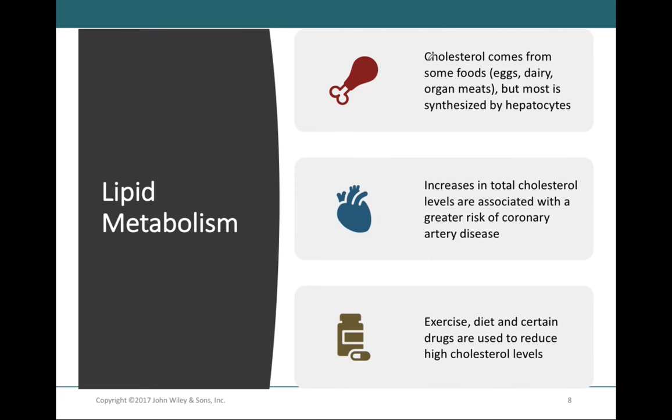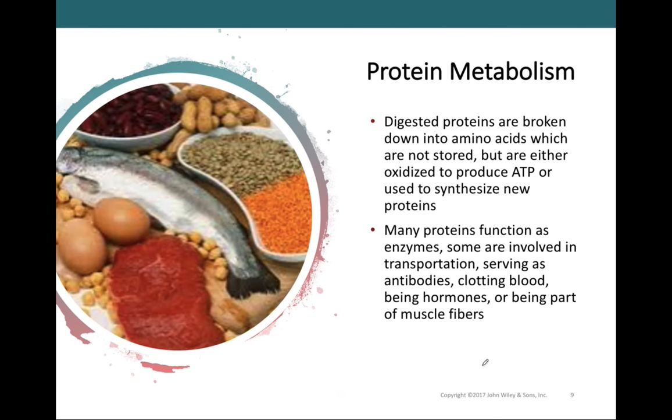Much of the cholesterol that we can find in our body is going to be from the diet, such as in eggs, dairy, and different types of meats. But in fact, the majority of the cholesterol in our bodies is actually made by hepatocytes. Diets that are very high in cholesterol are associated with greater risk of coronary artery disease. Generally, to combat coronary artery disease, increasing one's exercise and improving the diet are often preventative measures that are suggested for individuals that have high cholesterol. There are also classes of drugs that are solely used to decrease cholesterol levels. So that concludes what we need to know about lipid metabolism, and now we're going to transition into protein metabolism.